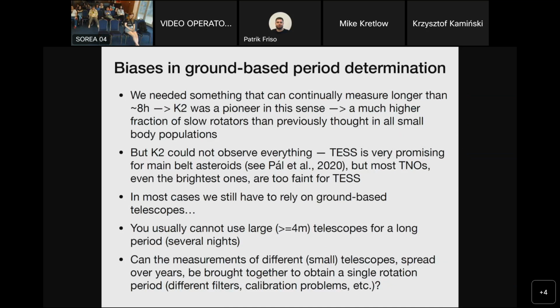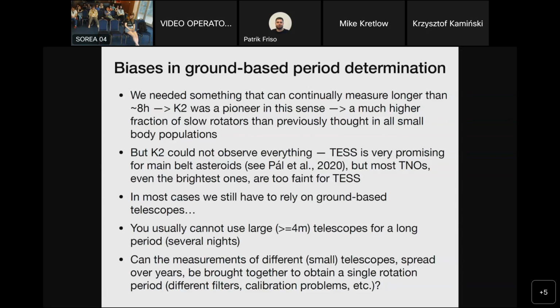In the first release, we had light curves and precise periods for roughly 10,000 asteroids. But most trans-Neptunian objects, even the brightest ones, are too faint for TESS. TESS is a very small telescope. So in most trans-Neptunian object cases, we still have to rely on ground-based observations.